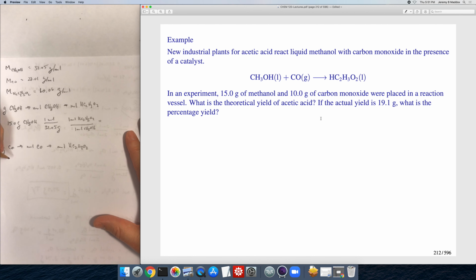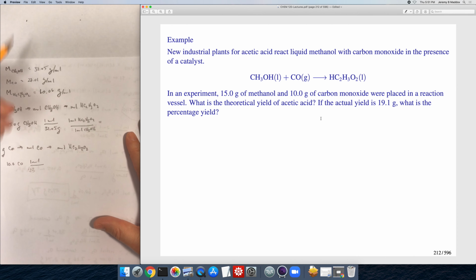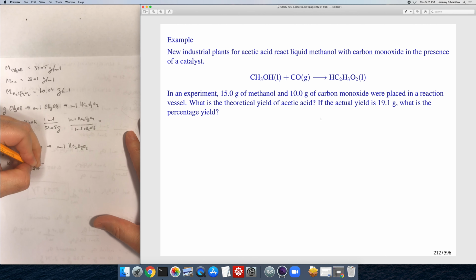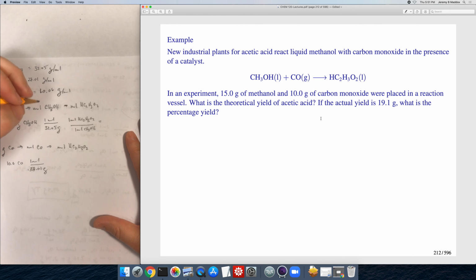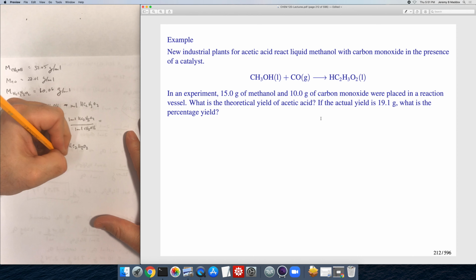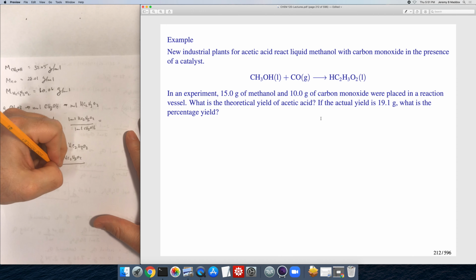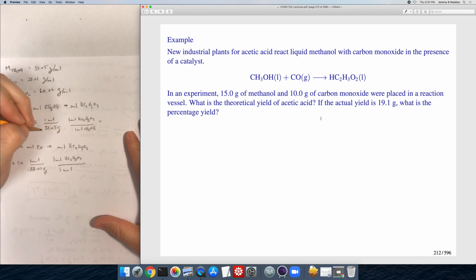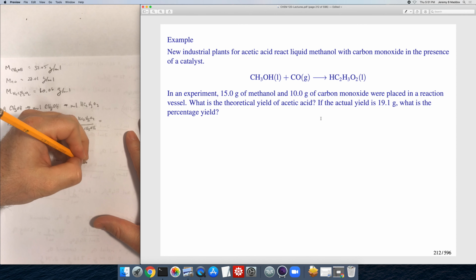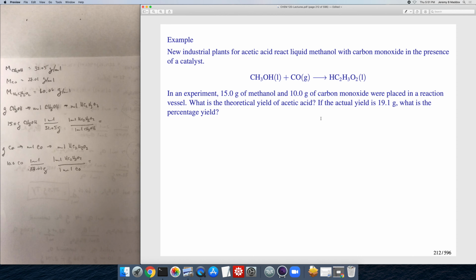We'll do the same thing for the 10 grams of carbon monoxide, but we'll divide by the molar mass of the carbon monoxide. And again, it's a 1 to 1 ratio coming from the reaction. So we'll see what numbers we get.